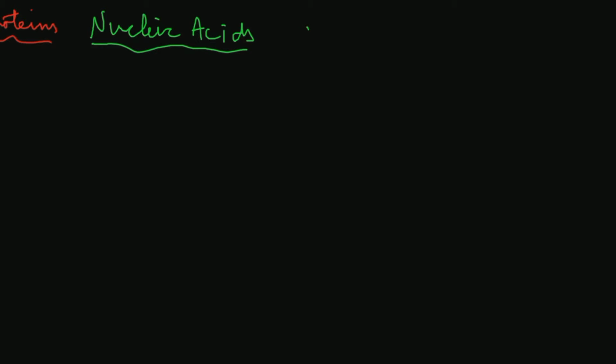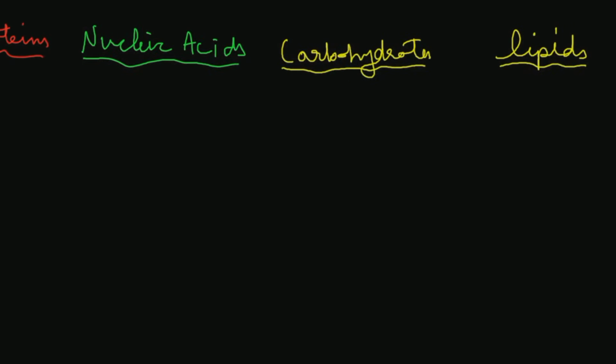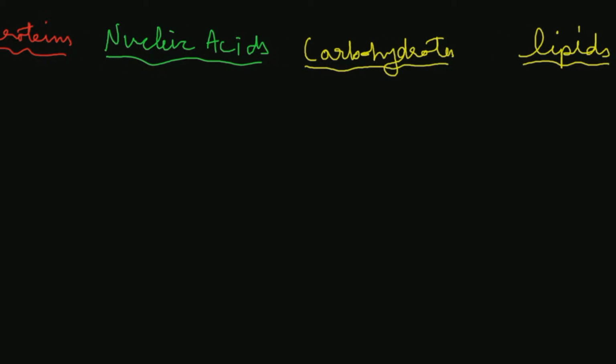And then we have carbohydrates, which are basically used to store energy and stuff like that. And last but not least, we have lipids. So we have these 4 biomolecules.